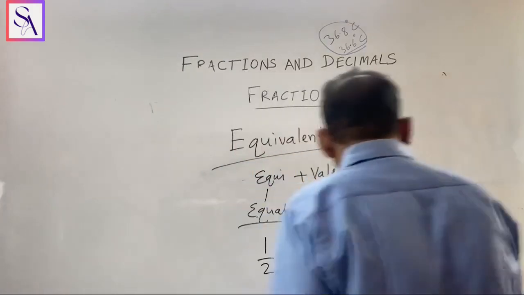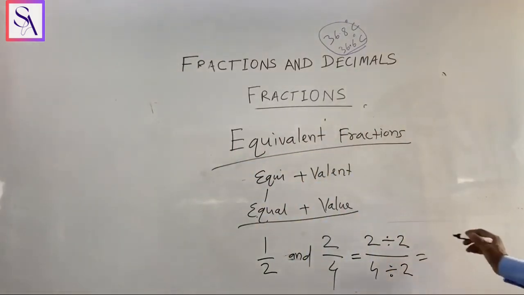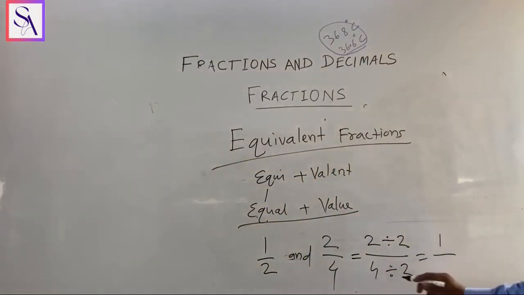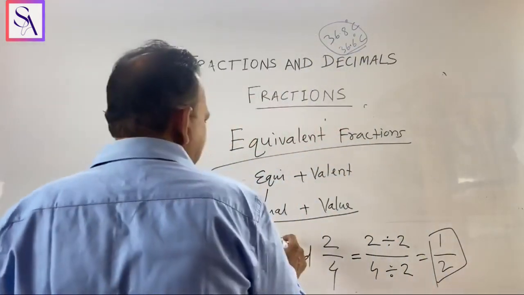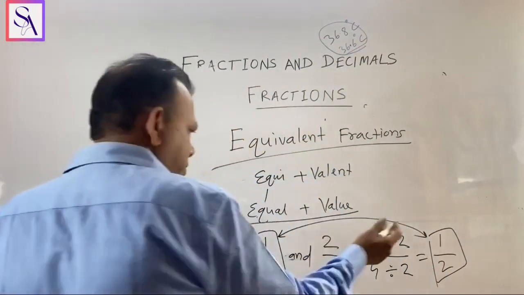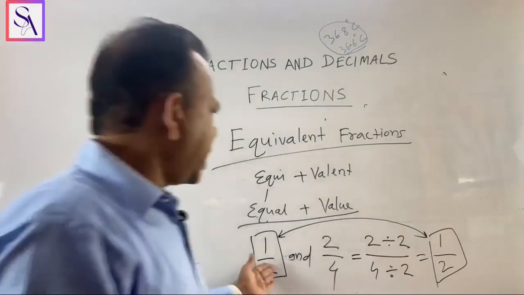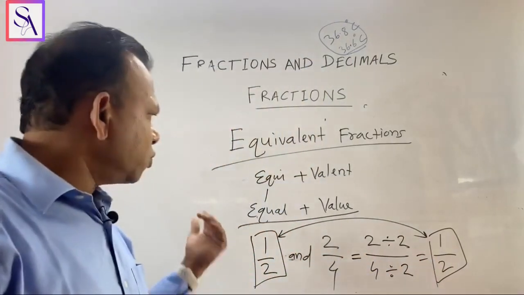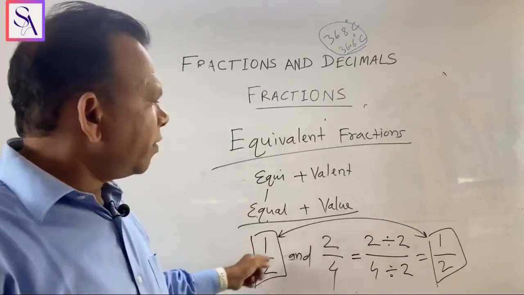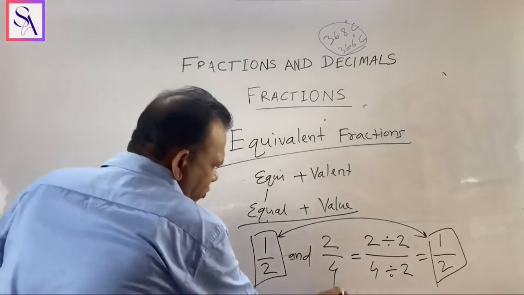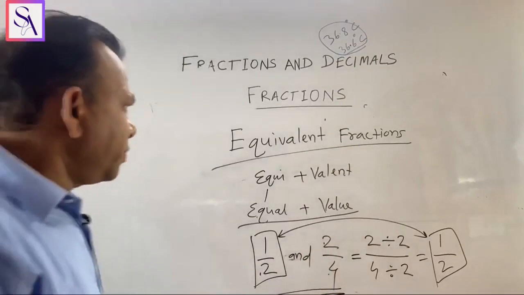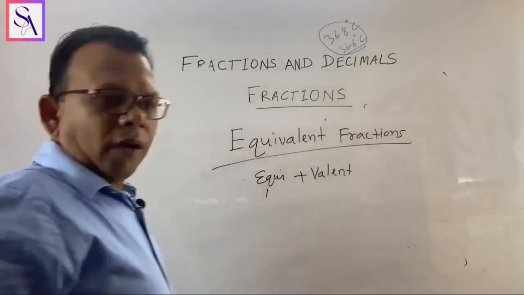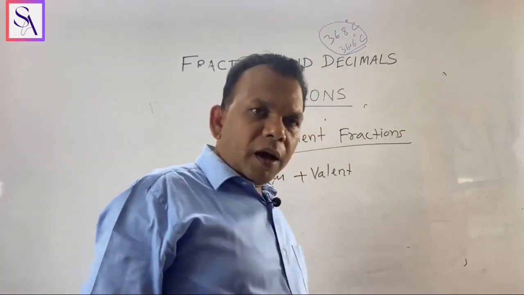So 2/4 is equal to 2 divided by 2, 4 divided by 2. So how much is 2 divided by 2? In table of 2, 2 ones are 2. In table of 2, 2 2s are 4. So we got 1 by 2. So first fraction was 1 by 2 and second fraction also is 1 by 2. So both are having same value, right? So that's why these are equivalent fractions. Which two are equivalent fractions? These two. 1 by 2 and 2 by 4 are equivalent fractions. So we have seen this already. We have learned equivalent fraction, right?